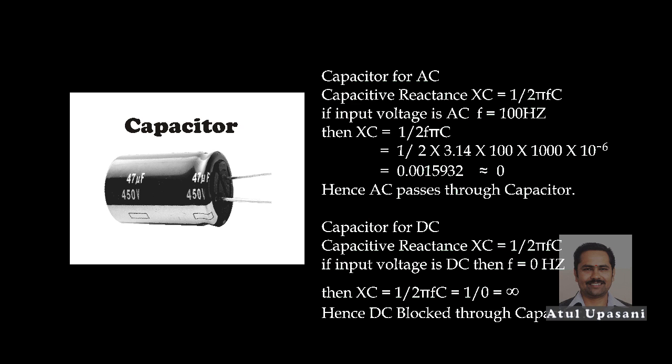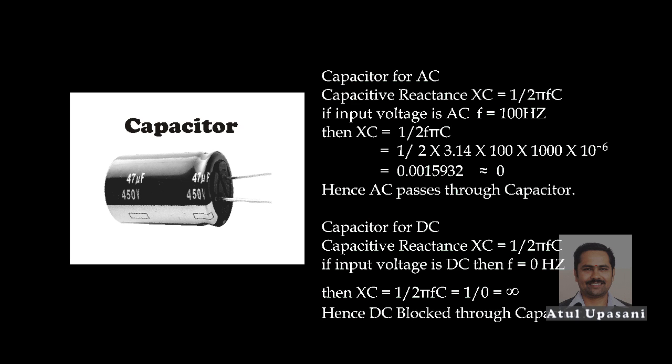Now consider the DC. We know that DC has no cycle. If you consider the definition of frequency, it is the number of cycles per second, but here the cycles are 0. That means there is a straight line, so no magnitude is changing. That is why we consider the frequency as 0 Hertz. So for DC, the frequency is always considered as 0. If you calculate the capacitive reactance here, it is again 1 upon 2 pi f C, where f is 0. So the denominator will be 0, and 1 upon 0 is infinity.